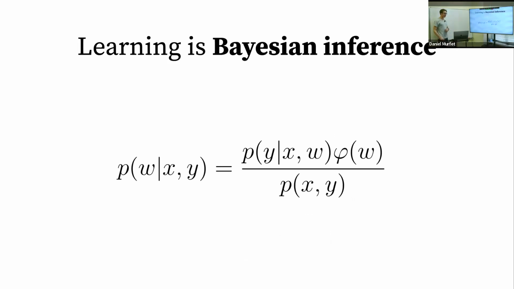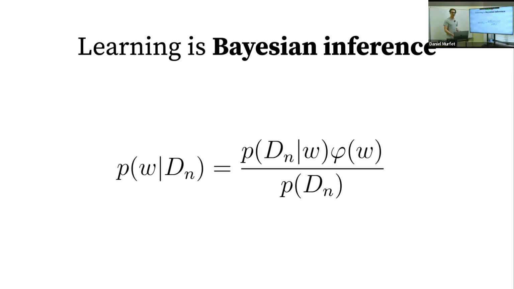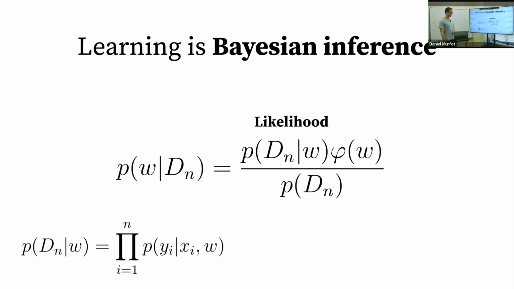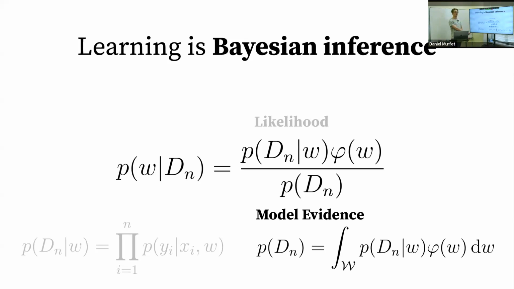Okay, so in practice, we're not just learning from individual samples, we're learning from some data set D of n samples, which are independent random samples from Q. And so the likelihood is now a product over individual samples' probability distributions. We're just repeating Bayes' rule many, many times. And the model evidence, as before, is just the top part integrated over all possible weights, marginalized out.